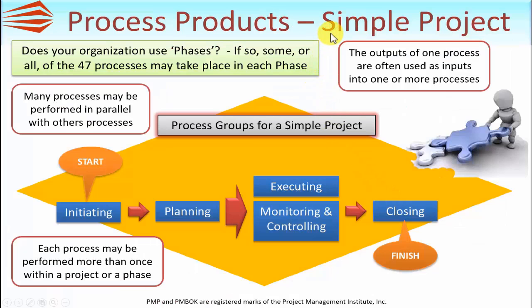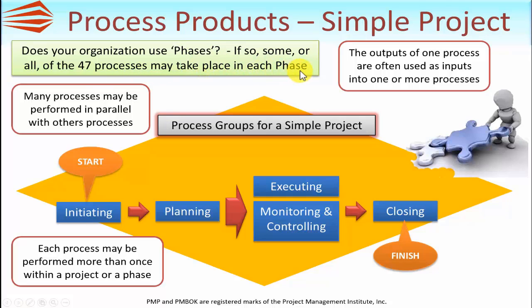And as I've said already, the outputs of one process are often used as inputs into one or more other processes. But before I go any further, let me ask you a question. Does your organisation use phases? Perhaps you call them stages. Because if so, some or all of the 47 processes may take place in each phase, and I'm about to show that in the next slide.